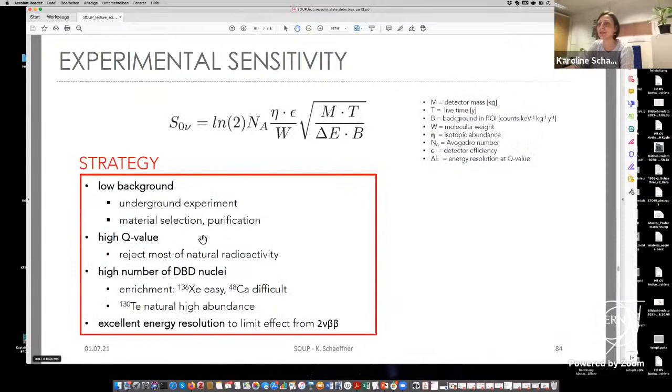The strategy, maybe I already said: you have to have low background. So of course you go underground, you purify, you take care of the bulk purity of the crystal. If you can, you choose a high Q value. And then there's this trade-off: xenon is easy, but it's liquid and has less good energy resolution. Calcium could be a crystal, but it's difficult to enrich. So you cannot have everything. And tellurium has a high abundance and is used effectively. Excellent energy resolution is also good to separate the two-neutrino from the neutrinoless decay in the spectrum.